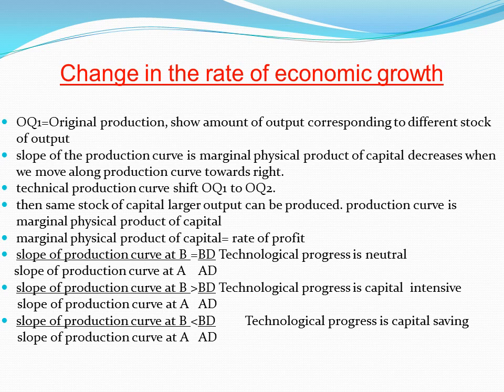Change in the rate of economic growth. OQ1, the original production curve, shows the amount of output corresponding to different stocks of capital. The slope of the production curve is the marginal physical product of capital, which decreases as we move along the production curve towards the right. When technological progress shifts the production curve from OQ1 to OQ2, then with the same stock of capital, a larger output can be produced.